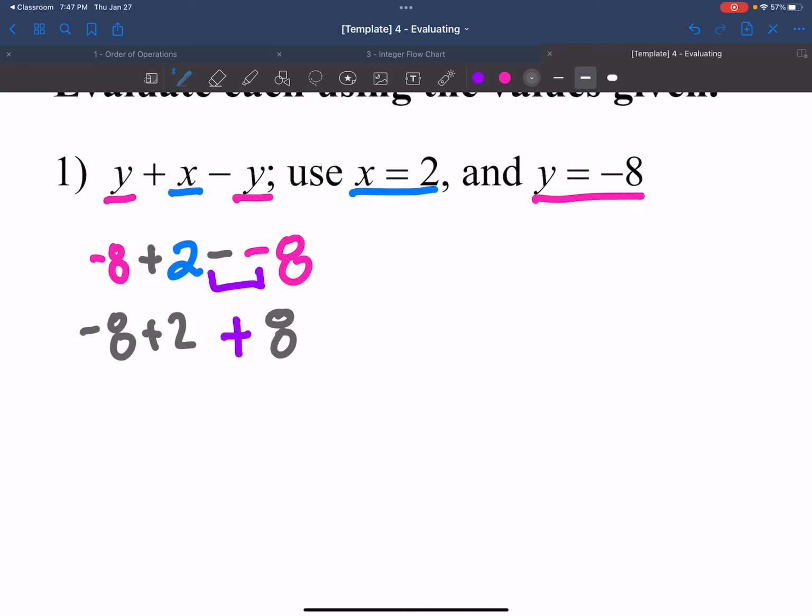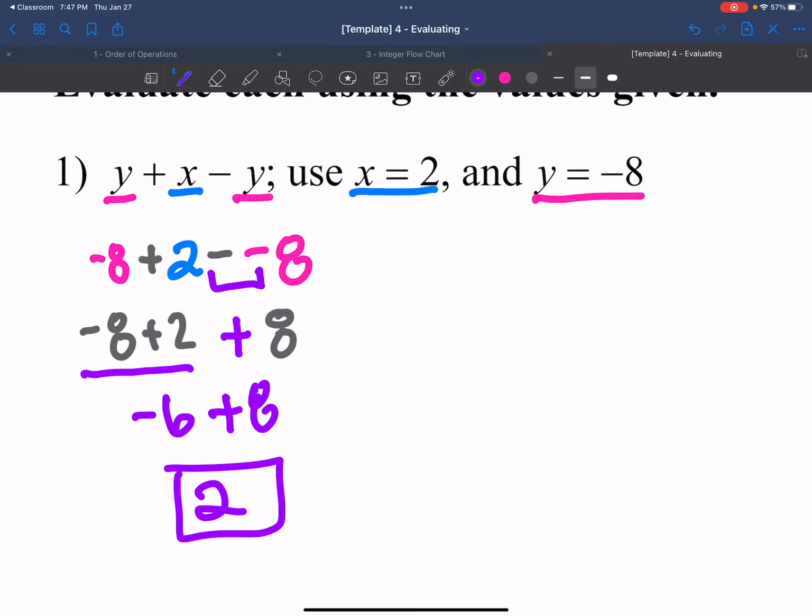Then we just keep doing our please excuse my dear Aunt Sally skills, right? So we have no more multiplication. We have just addition and subtraction, so we start from left to right. So -8 plus 2 is -6. Bring everything else down. -6 plus 8 gives us a +2.